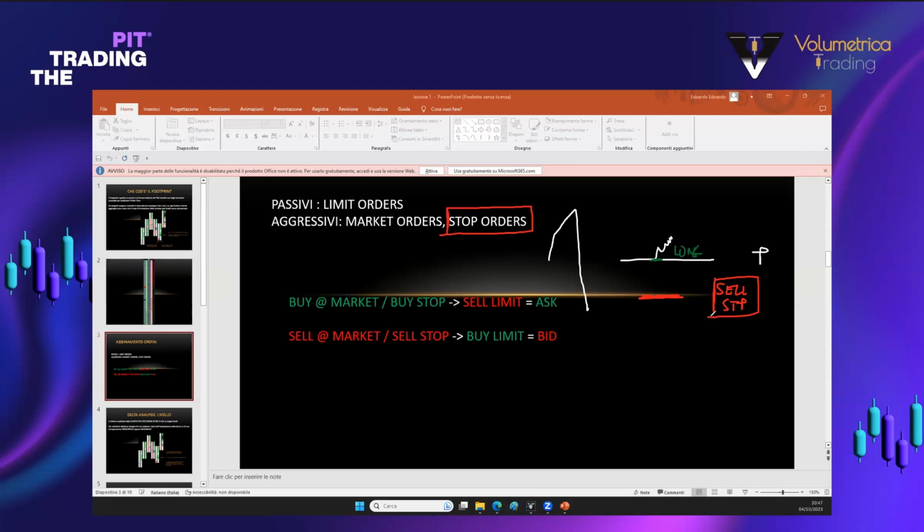And your target, your take profit, will still be a selling order, because that's an order you will need to close your position. A long position will still be closed with a sell, but it will be a selling order above the price, which makes it a sell limit order.